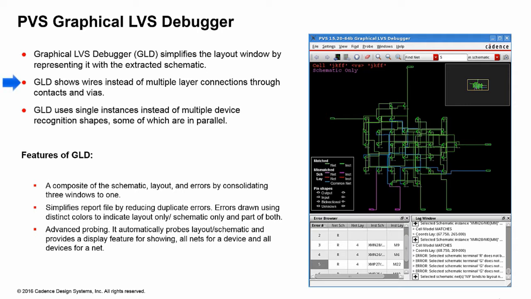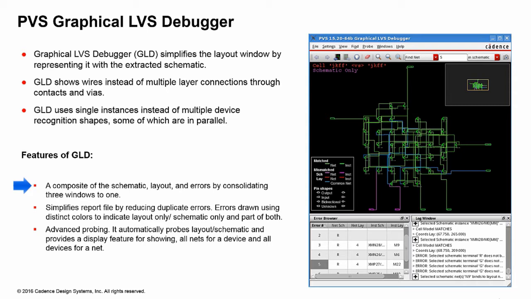GLD shows wires instead of multiple layer connections through contacts and vias. It uses single instances instead of multiple device recognition shapes, some of which are in parallel. The feature list of GLD is listed below.